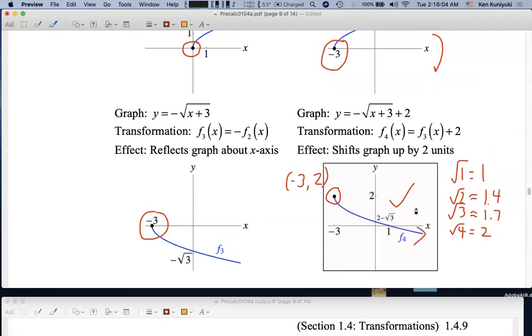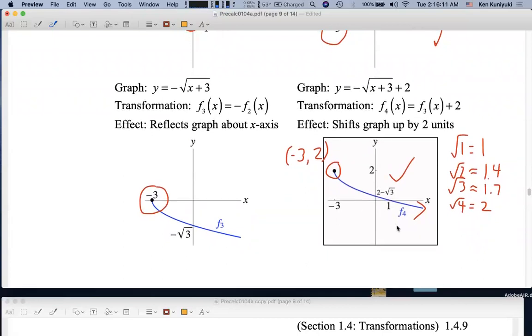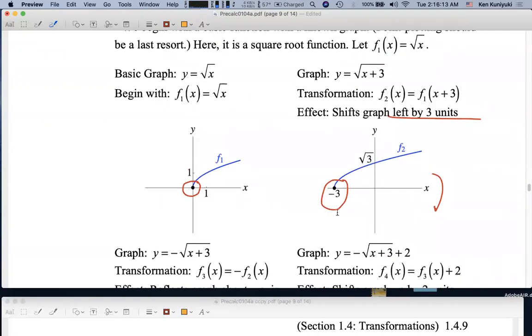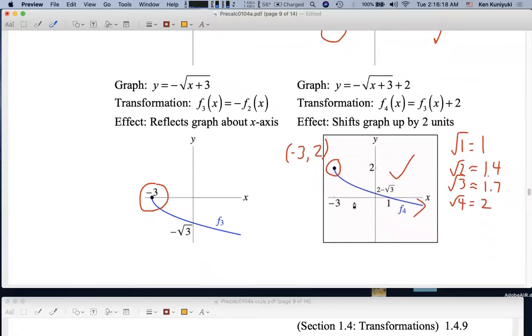Again, different students might do it different ways, but you both have to end up with basically this same graph down here. So we've applied a sequence of transformations, a translation, a reflection, and another translation in order to get this final graph.